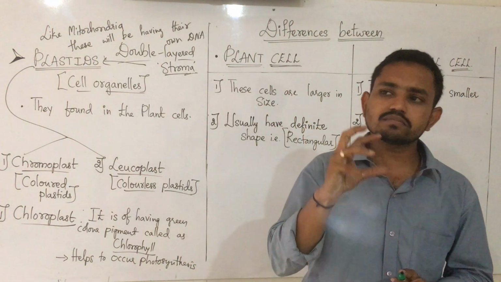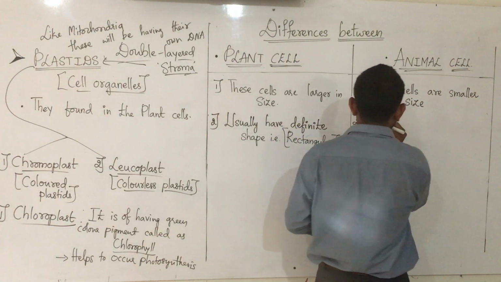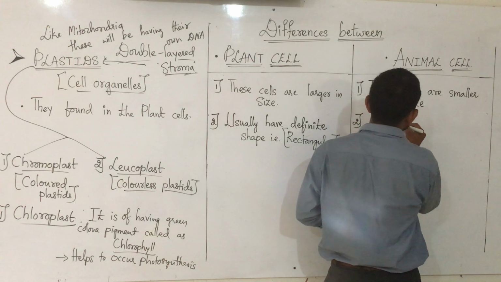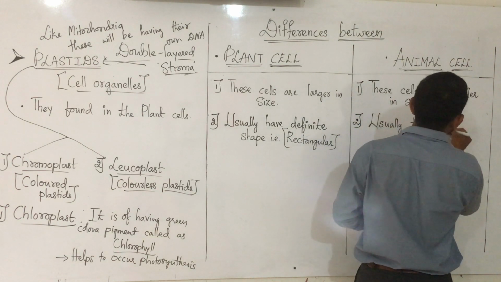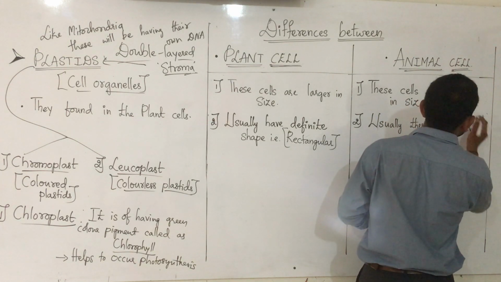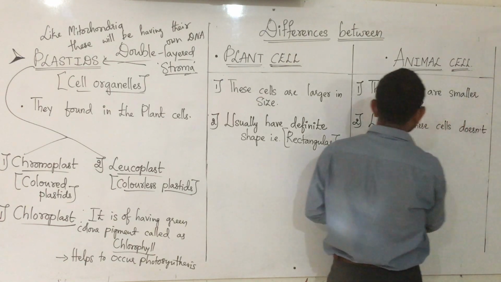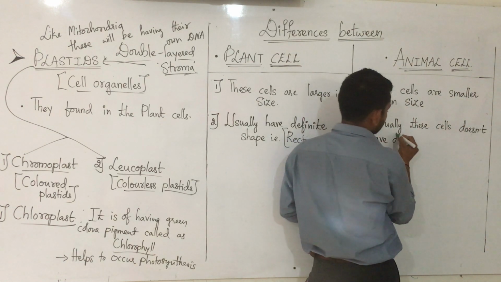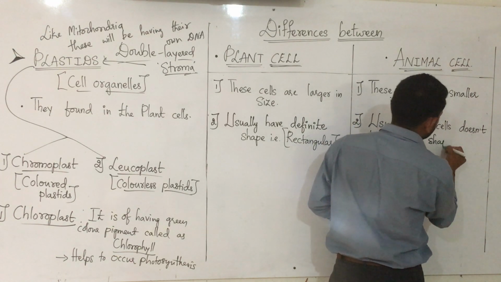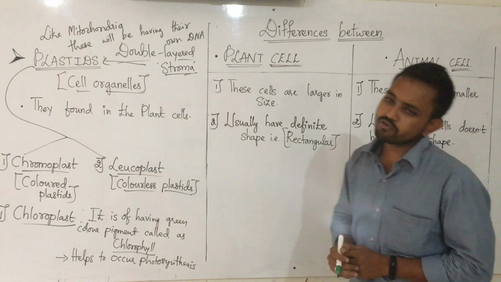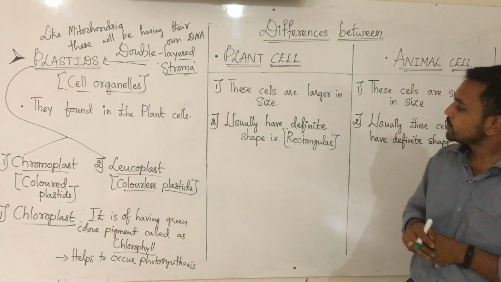Particularly, some will have a circular shape. Usually these cells do not have a definite shape. But in some we are going to draw it in a circular manner, a circular shape.